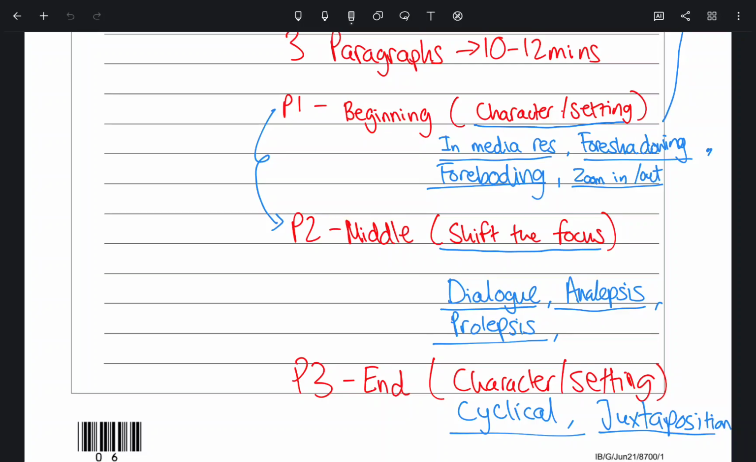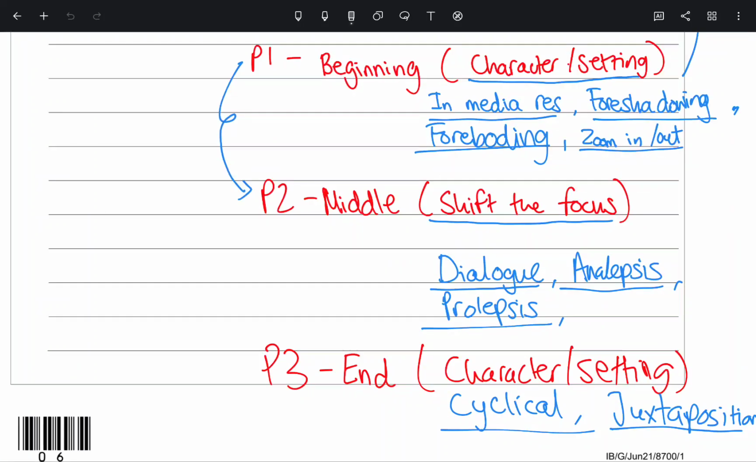Towards paragraph 2, what are you expected to comment on? Now, you need to identify how the writer has used structure towards the middle of the text. And remember to use the word shift in focus. How does the writer shift the focus from the beginning to the middle? Also make sure you are using relevant subject terminology. Think about how the writer uses dialogue, how the writer uses analepsis, how the writer uses prolepsis.